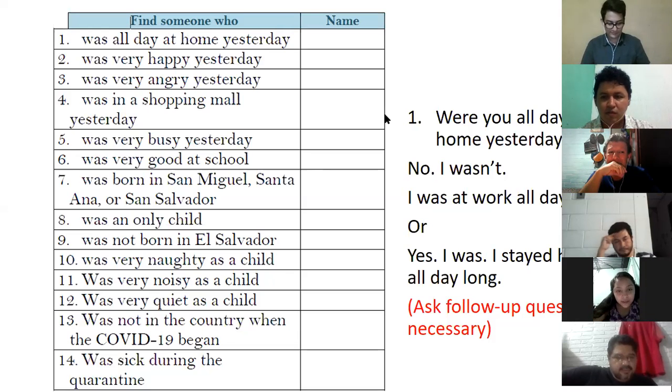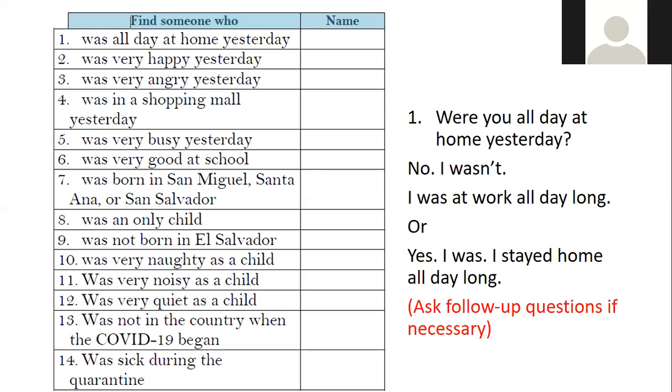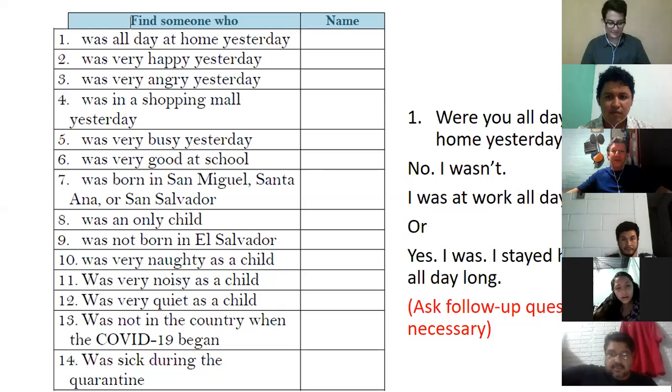Edgar was in the shopping mall yesterday. No, her mom was at the shopping mall yesterday. Okay. I don't have who was very busy yesterday. I think that all of us were very busy yesterday. Edgar says that he was very good at school. Okay.